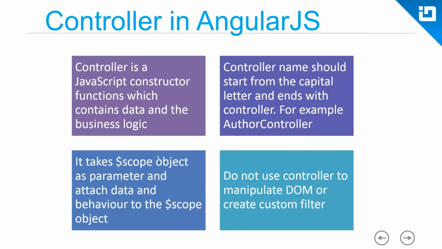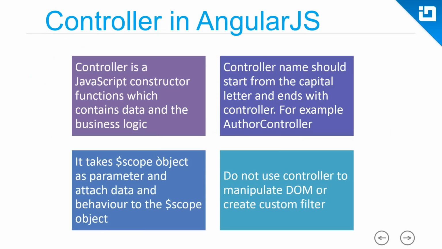Then the controller in AngularJS. A scope object and a controller are very tightly coupled to each other in AngularJS. A controller is a JavaScript constructor function which contains data and the business logic. When you say constructor function, it means if you use a controller 10 times on a view, 10 objects of that controller will get created. So that's why a controller is a JavaScript constructor function.